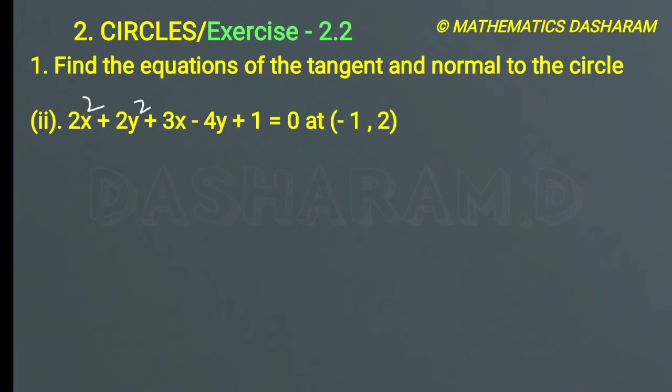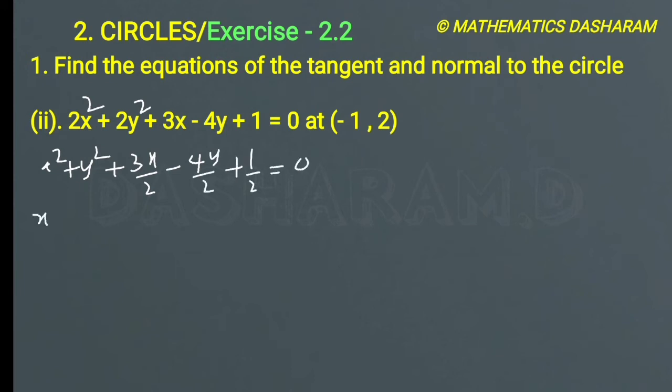Next, the second question is 2x square plus 2y square plus 3x minus 4y plus 1 equals 0 at minus 1 comma 2. So let's convert this given equation into the general form of an equation. So divide by 2 on both sides. Then x square plus y square plus 3x divided by 2 minus 4y divided by 2 plus 1 by 2 equals 0. So x square plus y square plus 3x divided by 2 minus 2y plus 1 by 2 equals 0.